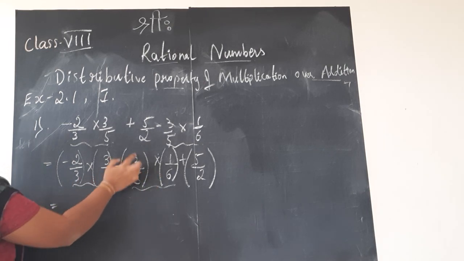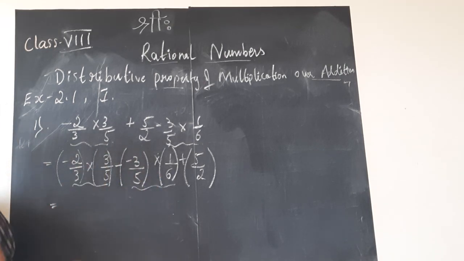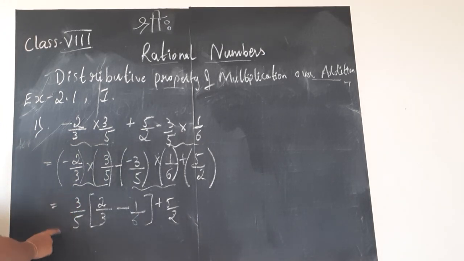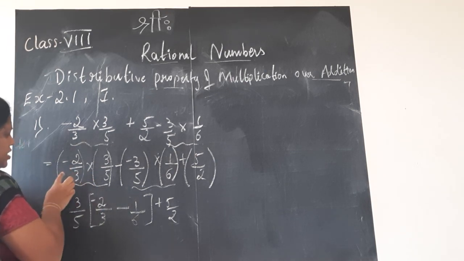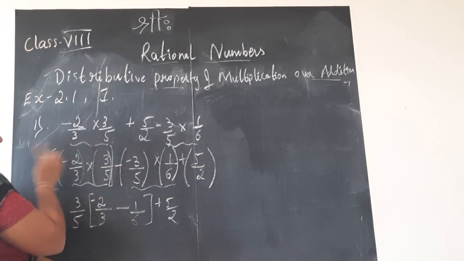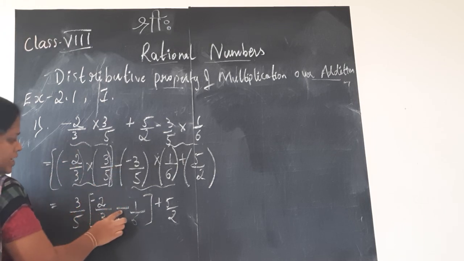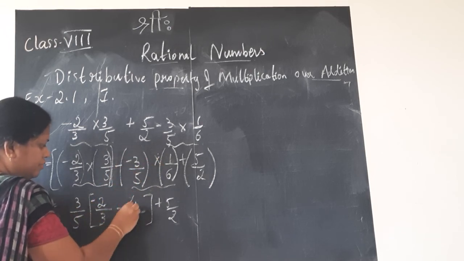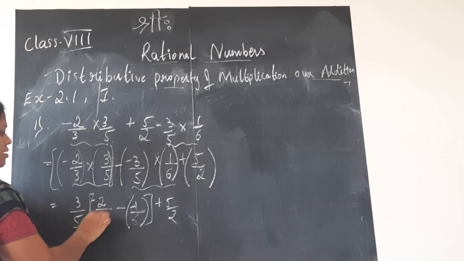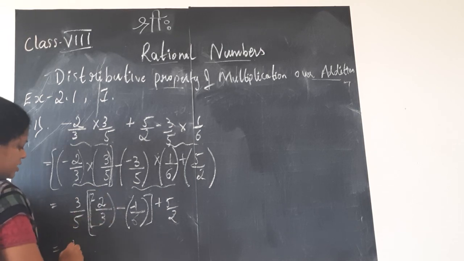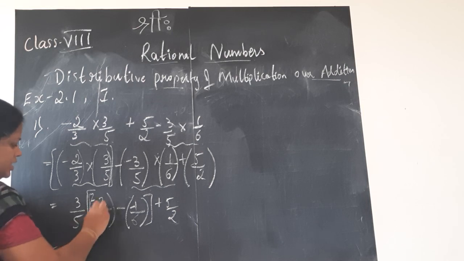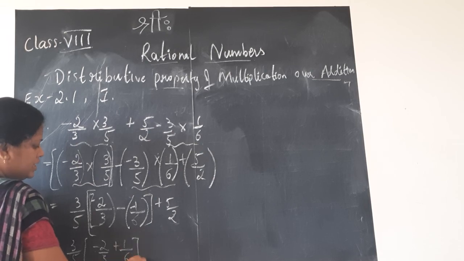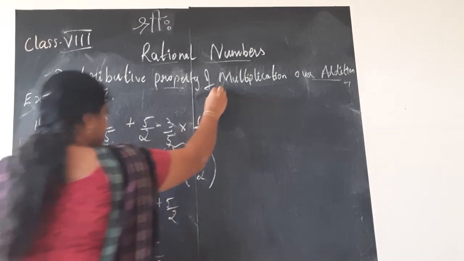So in these two terms, children, 3 by 5 is common. So what I did here, I will take only plus 3 by 5, don't take minus 3 by 5. Plus 3 by 5 if I take out, I am left with minus 2 by 3 from the first term. The minus sign in common I am writing as it is. Plus 3 by 5 taken out, I am left with minus 1 by 6 inside the bracket, correct? In the next step, plus 3 by 5 I will write as it is, minus 2 by 3 as it is, minus into minus is plus 1 by 6 inside the big bracket and plus 5 by 2 as it is.